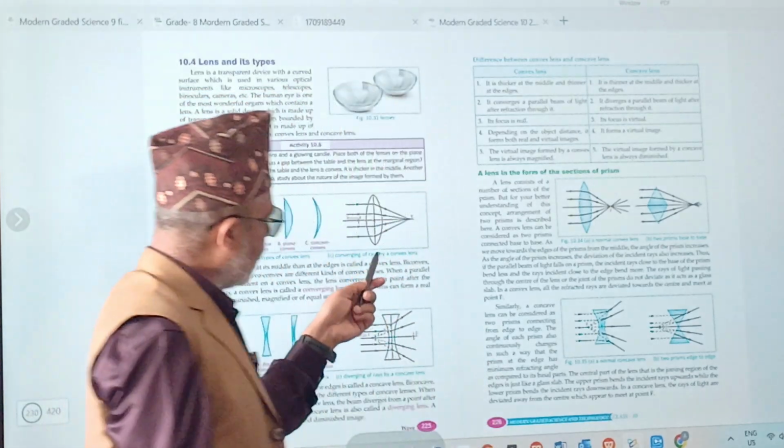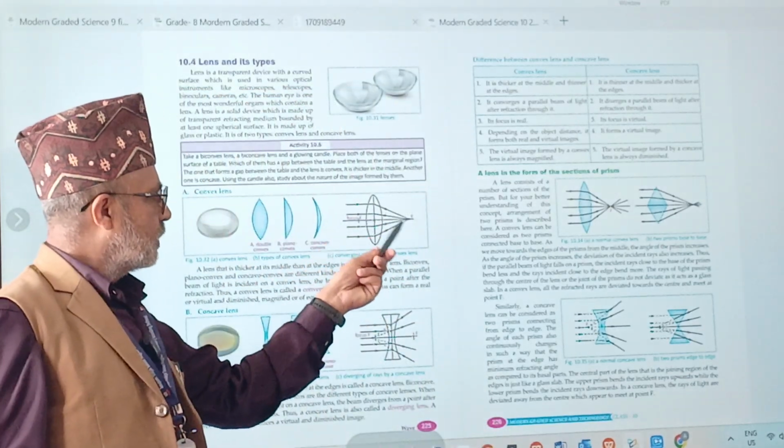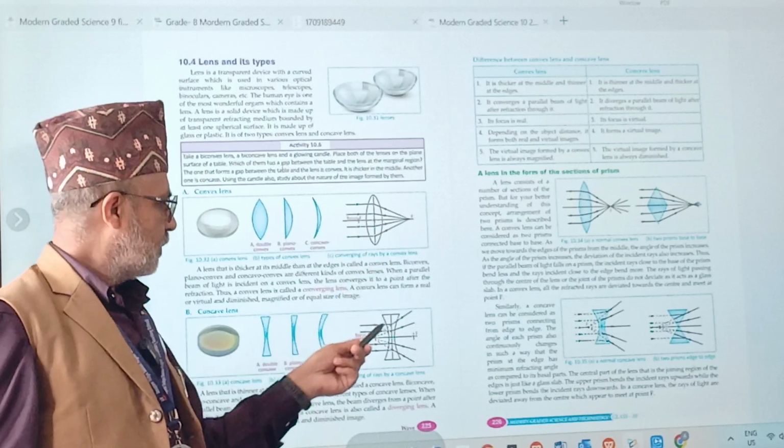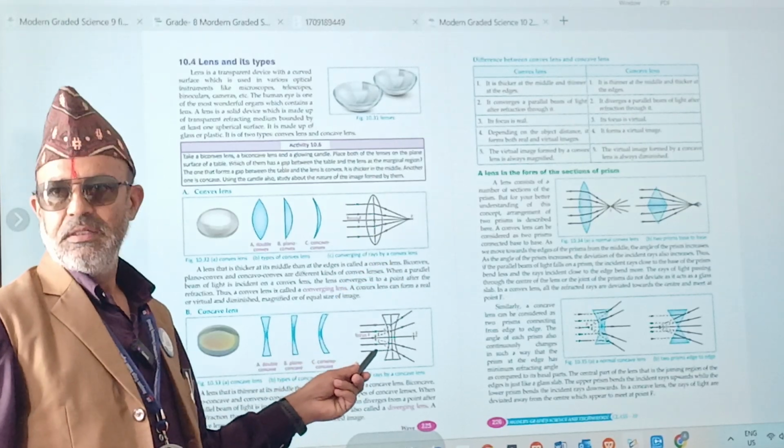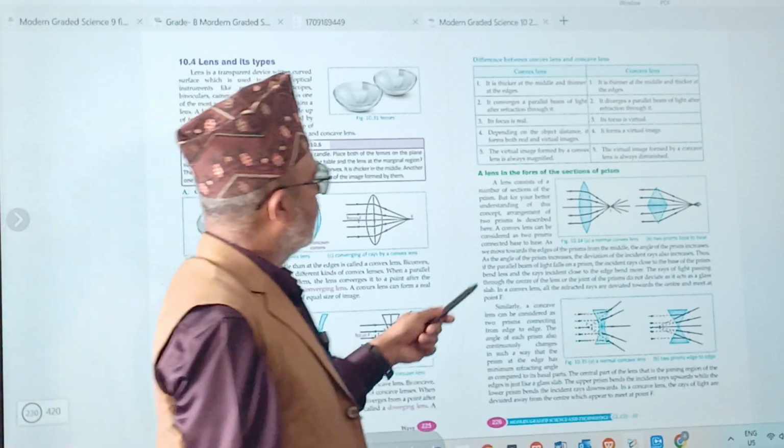Okay, look here. Here is a line. Is it a line or not? But here it is not a line. This is a dotted line. Is it dotted or not? Imaginary.